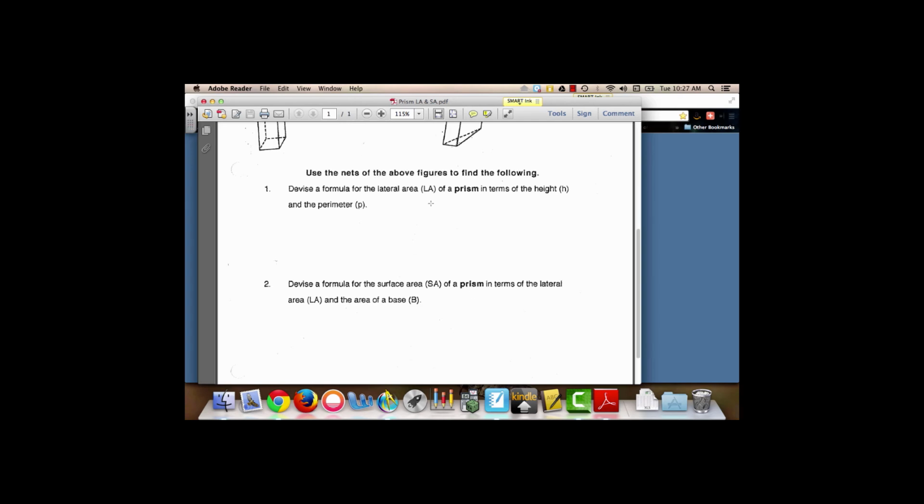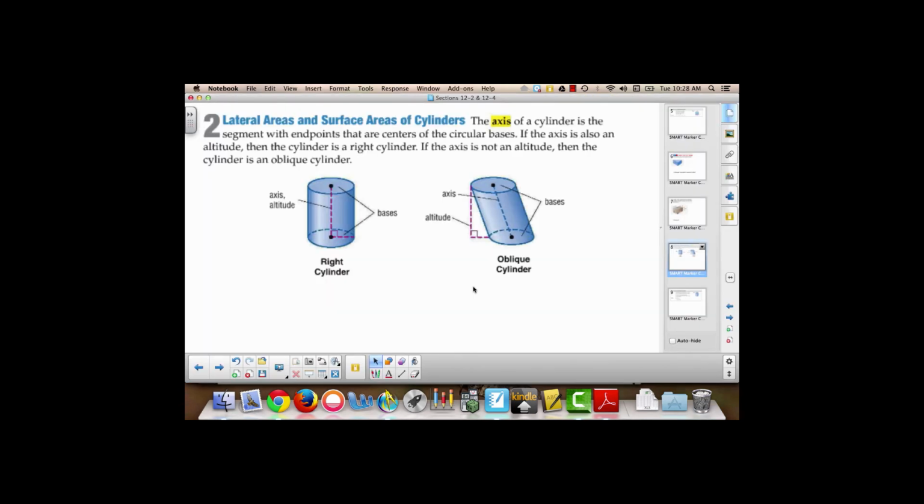After you have a formula for the lateral area, I want you to come up with a formula for the surface area of the prisms. Remember that the surface area is the area of all the rectangles and the area of the two bases, or the area of all the faces of the prism. Okay. Now that you've come up with those formulas for lateral area and surface area of prisms, we're going to talk about cylinders.